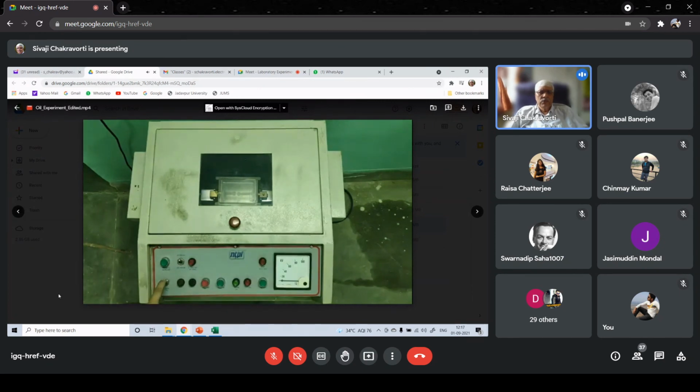So see, first we switch on, first low voltage, high voltage, then the main circuit. Now we will increase the voltage. It is increasing. And now the breakdown, but indicator has come down, so we press the memory switch and note down at what voltage breakdown takes place. Then we bring it down to zero again.